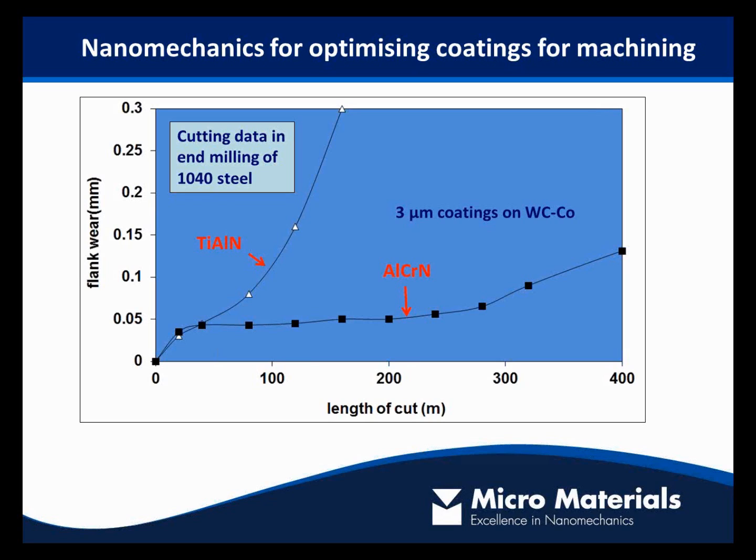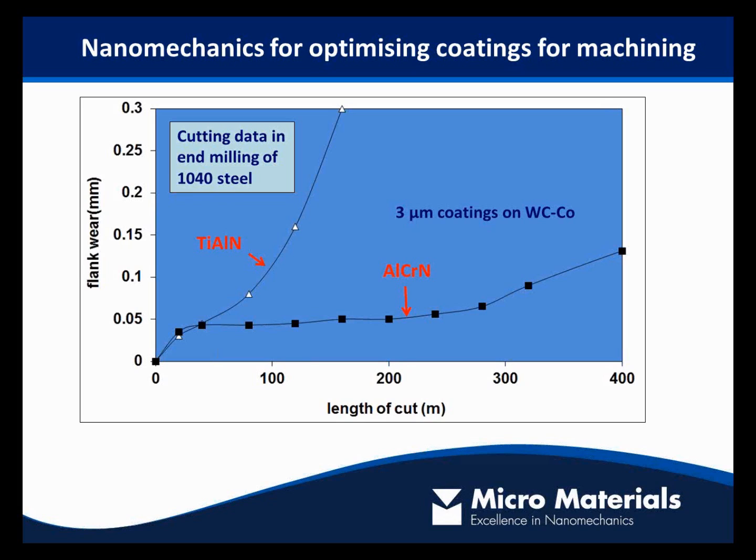So a popular application of the nano-impact test is in simulating cutting tool tests, and therefore optimizing coatings for cutting tool tests. So this is not an impact test. This is a typical result from a cutting tool test. In this case, it's high-speed end milling of a structural steel, and this is looking at the evolution of damage as a function of time or length of cutting for two different commercial coatings.